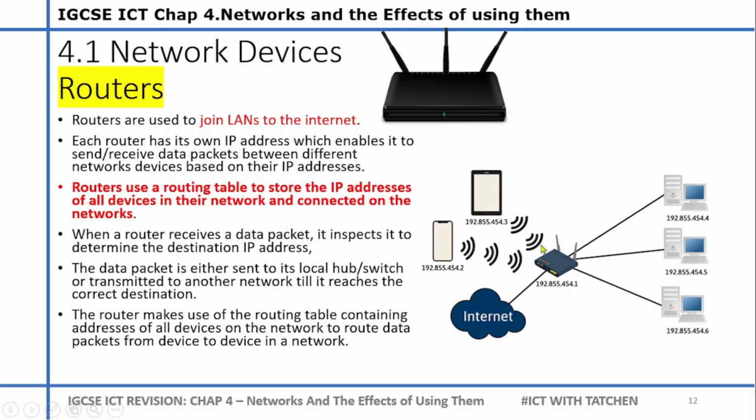So if, for instance, we have a router connecting many networks to the internet, when a router receives a data packet, it inspects it to determine the destination IP address. The data packet is either sent to its local hub, as the router should also have its local hub or switch, or transmitted to another network till it reaches the correct destination. So a router can connect so many networks together. If a message is sent from the internet or from one area to another, it hops through all the routers. Is it for me? No. Sends it forward. Is it for me? Till it reaches its final destination, where the whole message is recompiled, the data packets are combined to form the message.